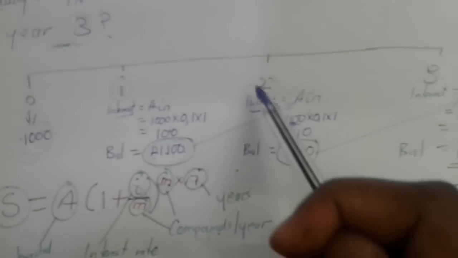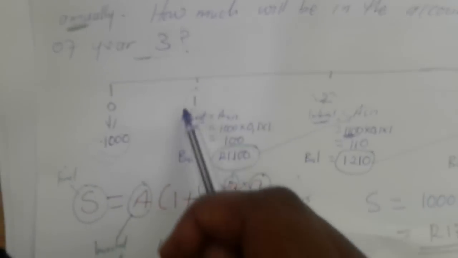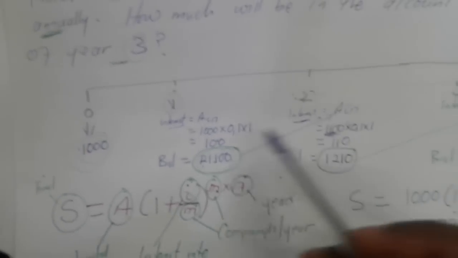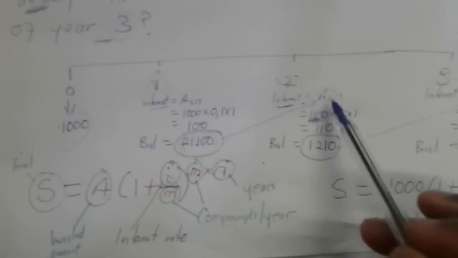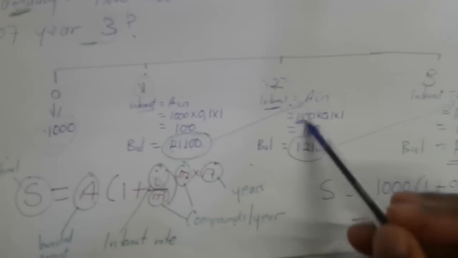Remember, the opening balance for month 2 is the closing balance for month 1. That's why I put an arrow there. You see, the closing balance for month 1 is the opening for month 2. So for you to know the interest here, you must know the balance first.